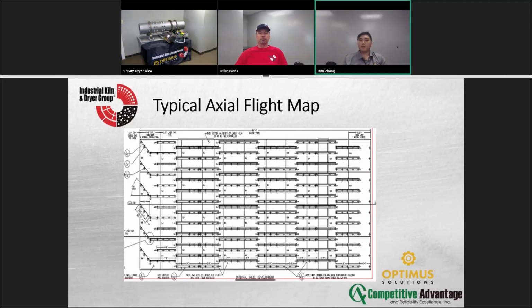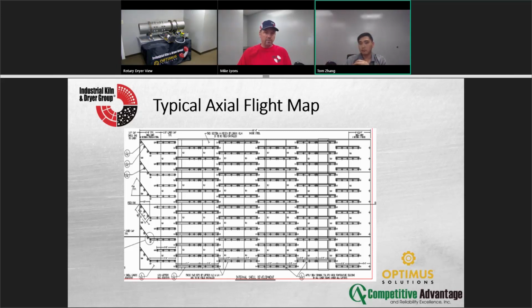This is the axial flighting mat. What it is, you take a circle or a cylinder and you flatten it out. I would say this is a fairly common design set for a direct heat, not direct fire, direct heat unit with an inorganic material. So not corn, not beans, maybe some kind of aggregate, some kind of sand.